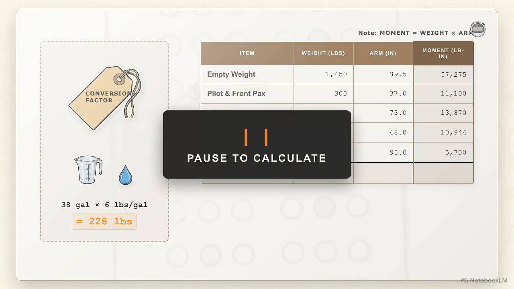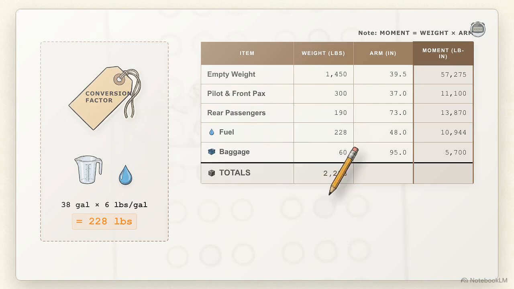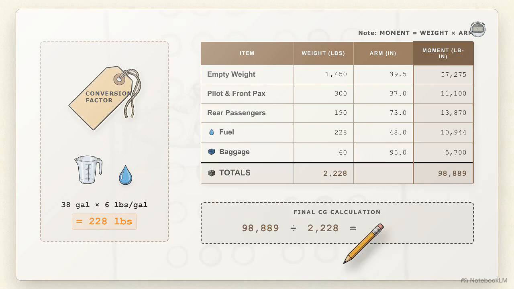Pause the video right here. Do the arithmetic yourself. Find the total weight, the total moment, and the final CG arm to prove you have the mechanics locked in. Adding the first column gives us a total weight of 2,228 pounds. Adding the right column gives us a total moment of 98,889. Divide 98,889 by 2,228, and our final center of gravity sits exactly at 44.4 inches.